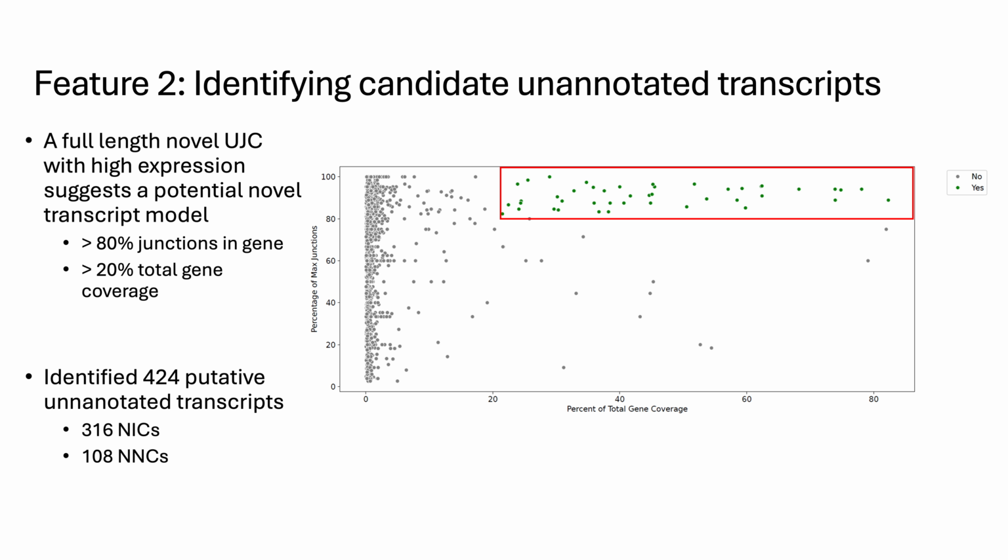This scatter plot shows the percentage of max junctions in the gene versus percentage of total gene coverage, and each data point represents a unique junction chain. About 3/4 of these are novel in catalog, meaning that they represent a novel combination of annotated junctions, and the remainder are novel not in catalog, meaning that they have at least one unannotated junction.